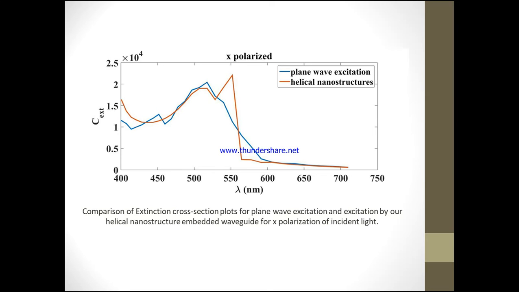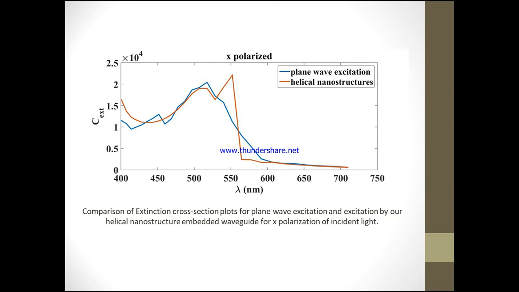Now for the X polarization of the incident light, please note the polarizations are defined with respect to the diagram of these waveguides, the nanostructure embedded waveguides, which is shown earlier. Now coming back to the X polarization, we have the same nomenclature. The only difference is that the polarization of the incident light is different.